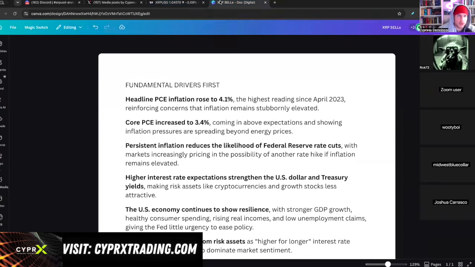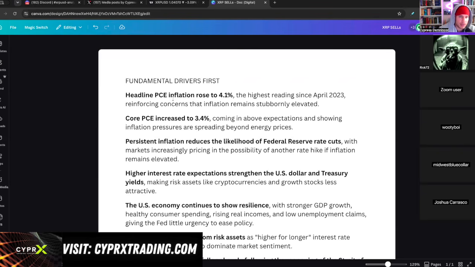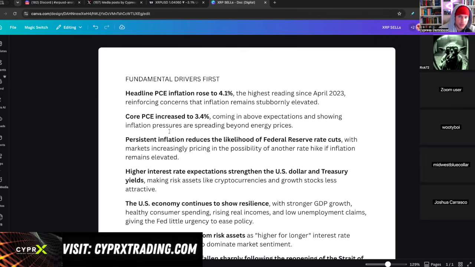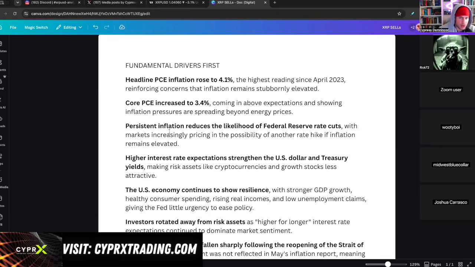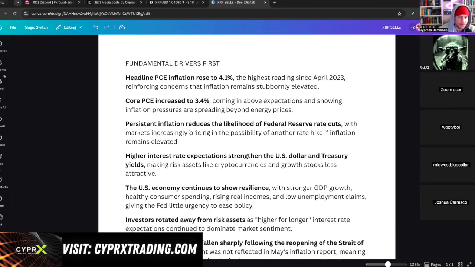And so we know that today we had headline PCE inflation rising to 4.1%, the highest reading since April, reinforcing concerns that inflation remains stubbornly elevated. We had core PCE increased to 3.4%. We know that persistent inflation reduces the likelihood of Federal Reserve rate cuts. And now the markets are increasingly pricing in the probability of another rate hike if inflation continues to remain elevated.